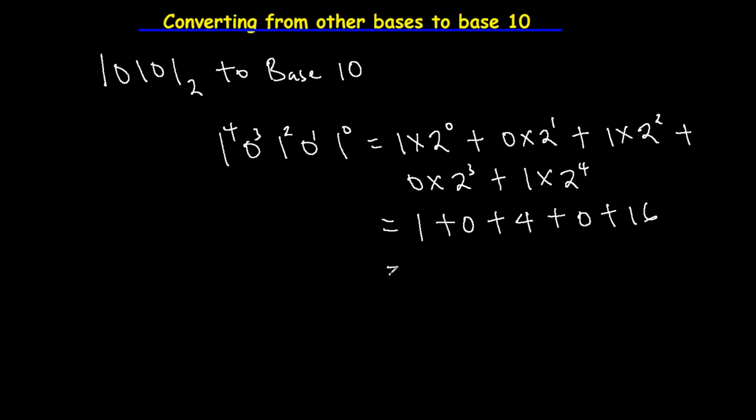So our answer is equal to 1 plus 4, 5, plus 16, 21. So we have gotten our answer. Therefore, 10101 in base 2 is equivalent to the number 21. So this is our answer.